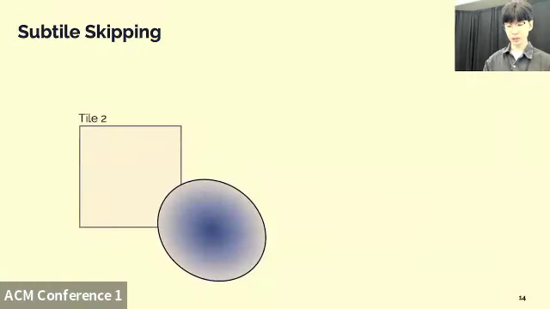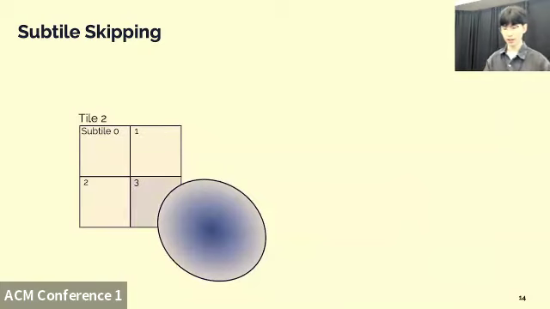To mitigate the second problem of the original implementation, we propose subtile skipping. The key insight is that since we actually know the exact boundary of the splat, we can figure out which pixels will use the Gaussian before the rasterization.